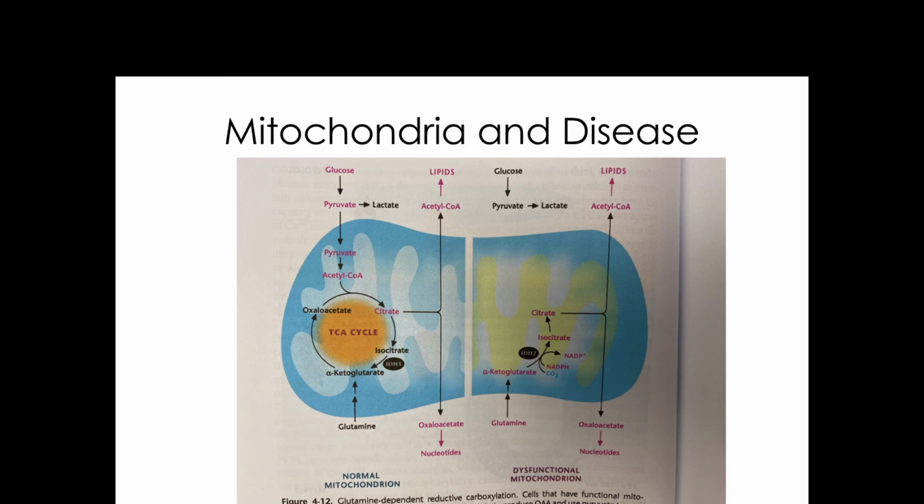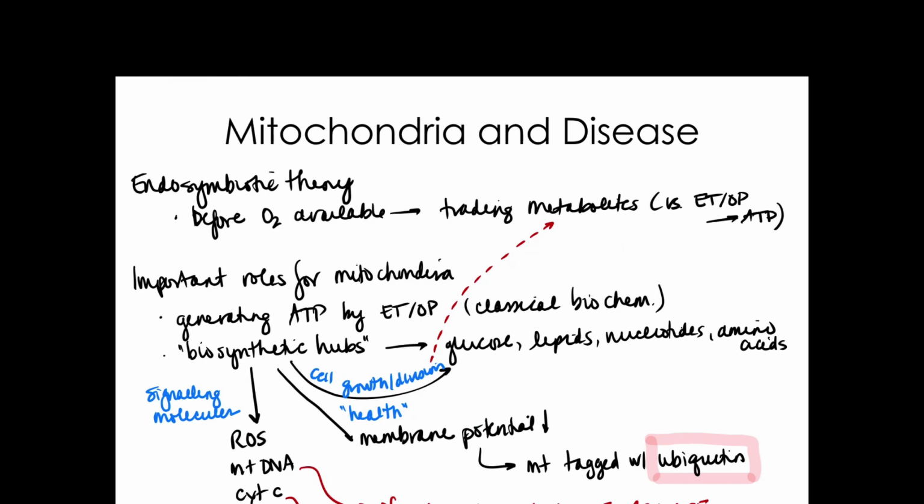And so again, we spent a little bit more time tying a lot of these pieces together with our last lecture here. Again, reminding us of a few concepts about this endosymbiotic theory. One of the reasons that provides some evidence for what mitochondria are doing is that this endosymbiotic theory really happened before oxygen was available.